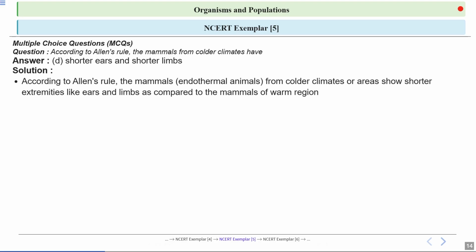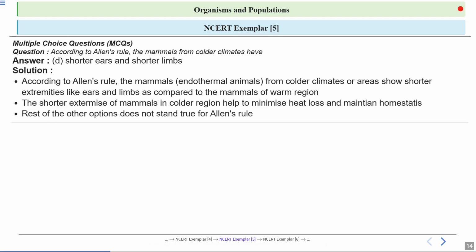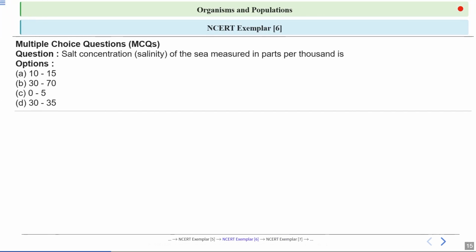Let's have a look at the explanation. According to Allen's rule, mammals living in cold areas tend to have shorter extremities like ears and limbs compared to those in the warmer regions. Shorter ears and limbs help minimize heat loss, which is crucial for survival in cold climates. So shorter extremities of mammals in colder regions help to minimize the heat loss and maintain homeostasis. Clear? The rest of the options are incorrect.